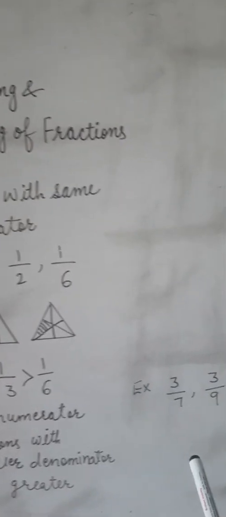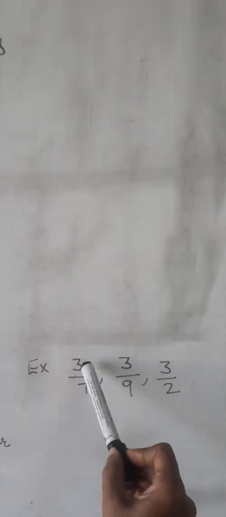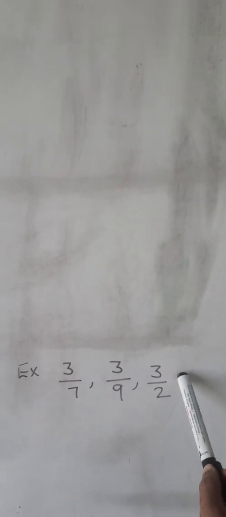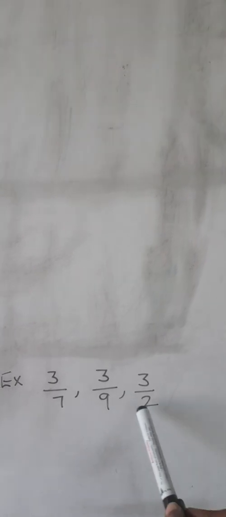See one more example. Here 3 upon 7, 3 upon 9 and 3 upon 2. Again the numerators are same. So among these three, which is the greatest fraction?